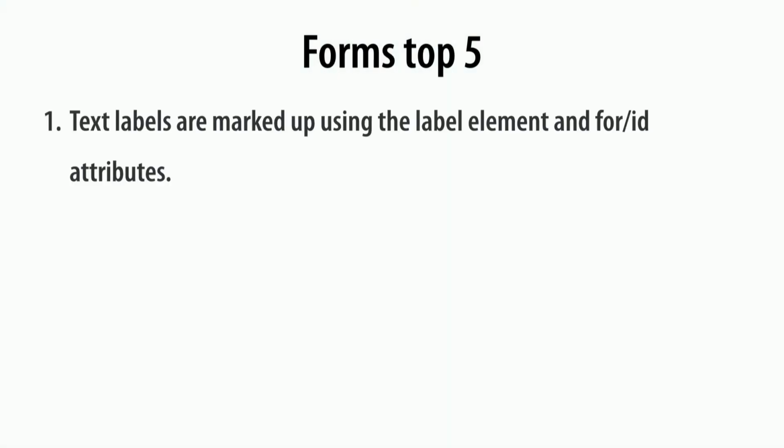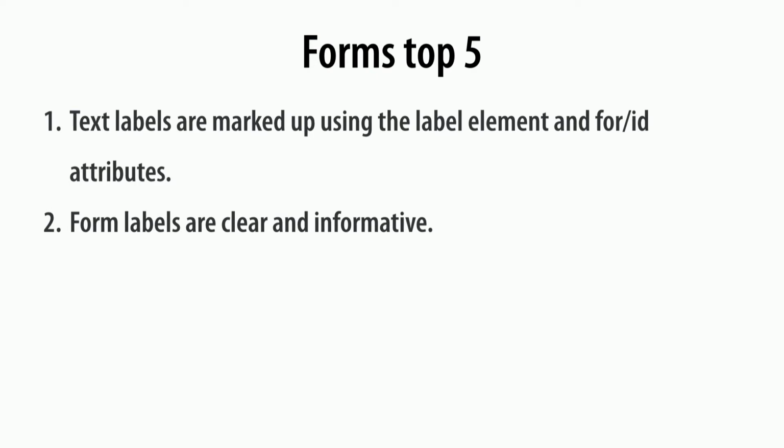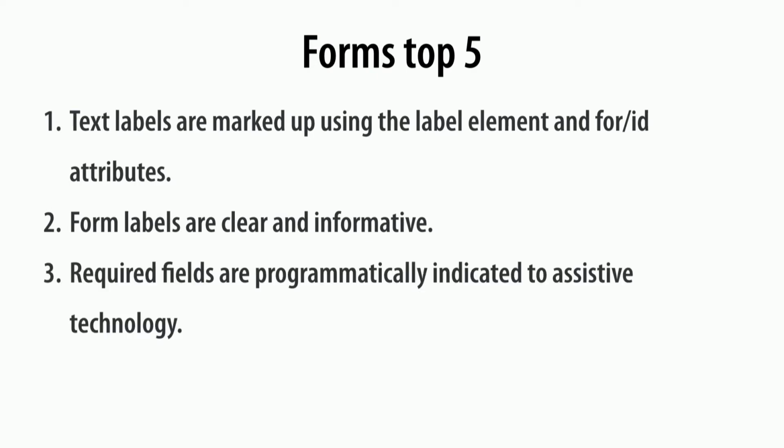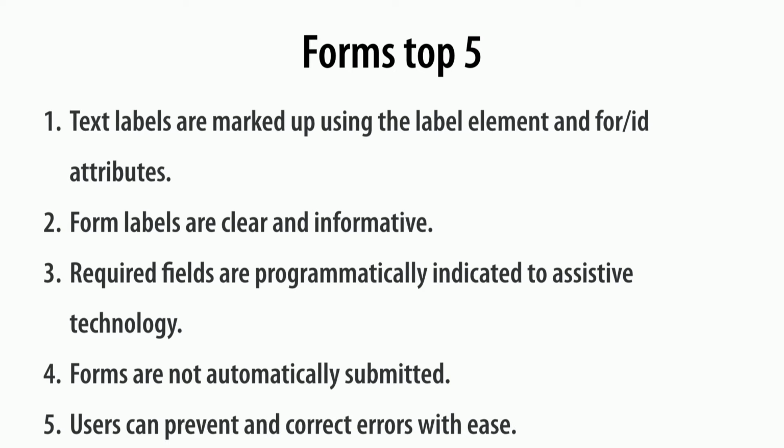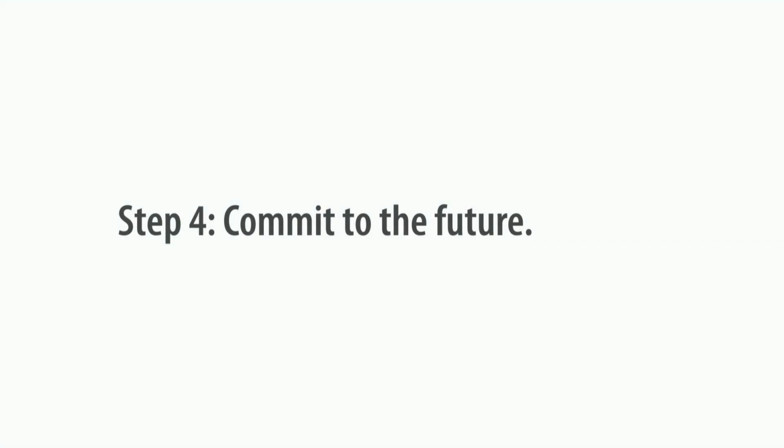Last bit, forms top 5. Text labels are marked up using the label element and for ID attributes. Form labels are clear and informative. Required fields are programmatically indicated to assistive technology. Forms are not automatically submitted, and users can prevent and correct errors with ease. So we take all of that and we use that as our starting point, and then we hit this.